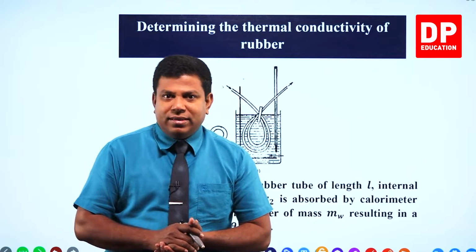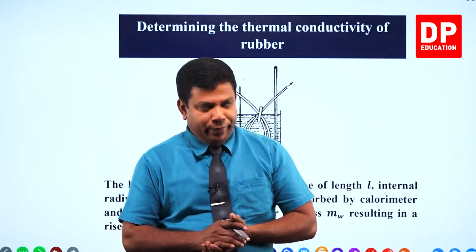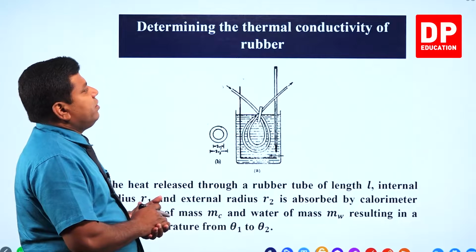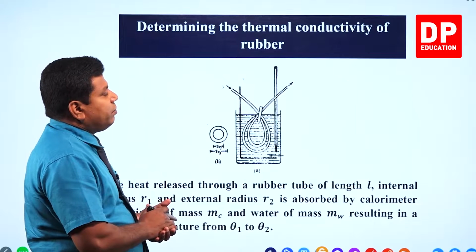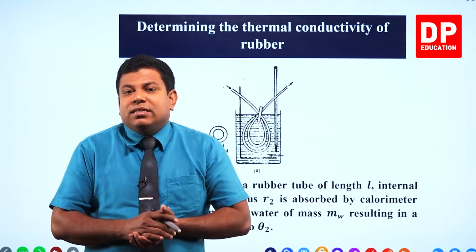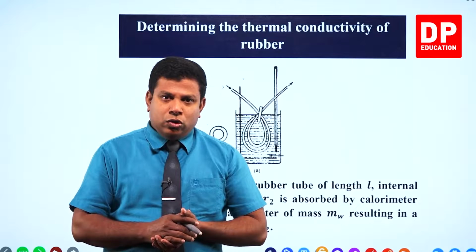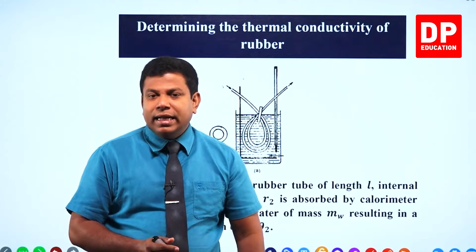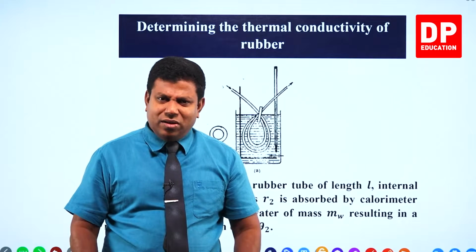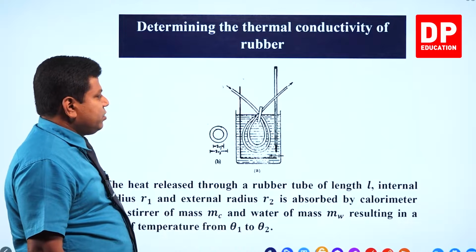Students, in physics, now we are going to see another experiment in the section heat. What is it about? Determining the thermal conductivity of rubber. You know, rubber is a poor conductor. It doesn't conduct heat very fast. So, for a poor conductor like that, how are we going to find the conductivity? It's almost the same procedure, but slightly small differences are there.